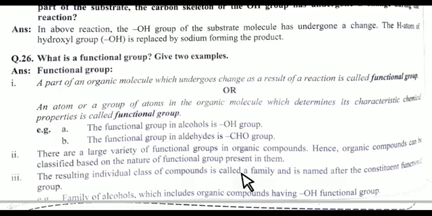The resulting individual class of compounds is called a family, and is named after the constituent functional group. Always remember, according to the functional group, we can name the compound, and this compound belongs to the family because of the functional group. For example, if the functional group is OH, it is the alcoholic functional group and the family is alcohol. If the functional group is CHO, it is the aldehydic functional group and the family is aldehyde. So a functional group is nothing but a group of atoms in the organic molecule which determines the characteristic chemical properties.